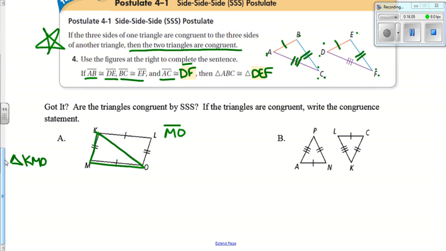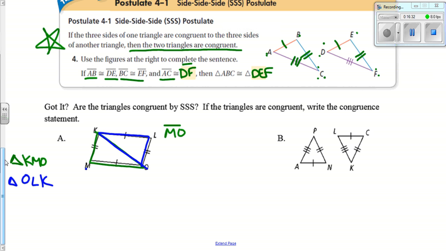So triangle KMO. And then what matches up with K? Okay, well, I know L and M match up, so I know L is going to be in the middle. K is the opposite side, so K and M form that 2 hash mark side. So O and L form that 2 hash mark side. So O has got to be first in this triangle. So it's going to be OLK. Okay, so those are the 2 triangles I'm looking at.